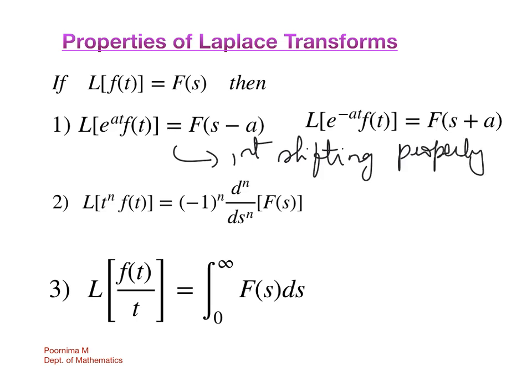Suppose you have e power minus at f of t, then it can be written as F of s plus a. It means in the Laplace transform of f of t, we are replacing s with s minus a, identifying what a is from the exponential term. The second property we call multiplication by t.